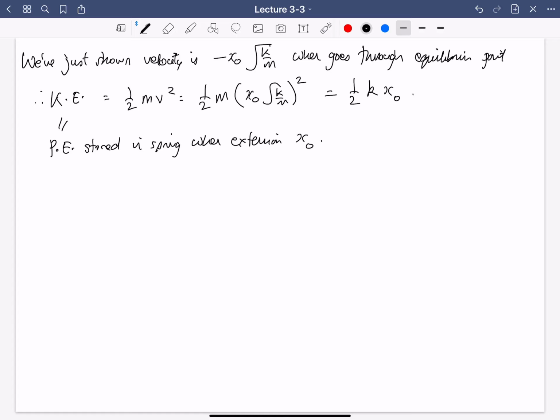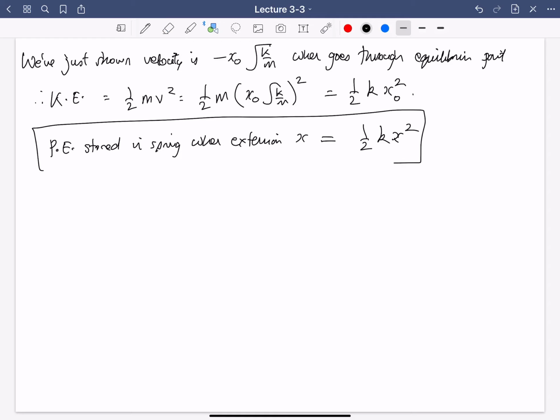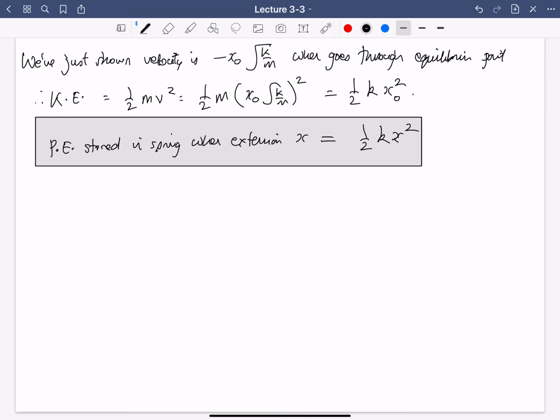So there it is, that's my final formula. It's a half k x0 squared. I'm sorry, I forgot that. And there's no real point putting the 0 in there. So this just shows, although it's a bit of a clunky argument, that the potential energy stored in a spring when it's at extension x is a half kx squared, where k is the spring constant. That was a very clunky argument, but I think it got us to practice a few things.